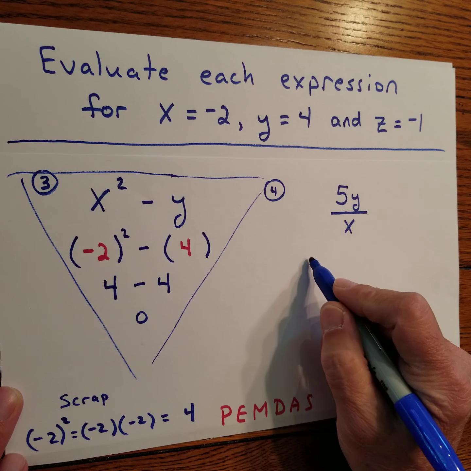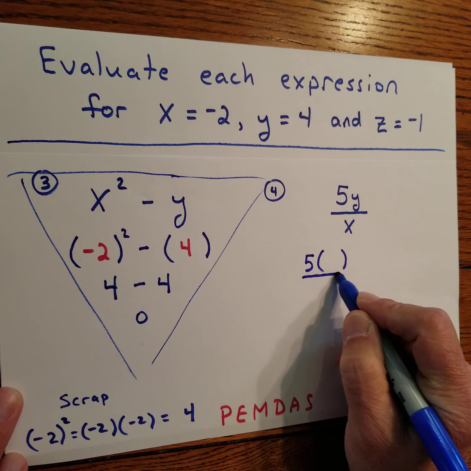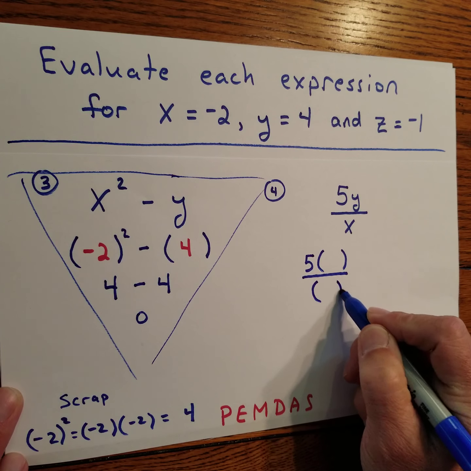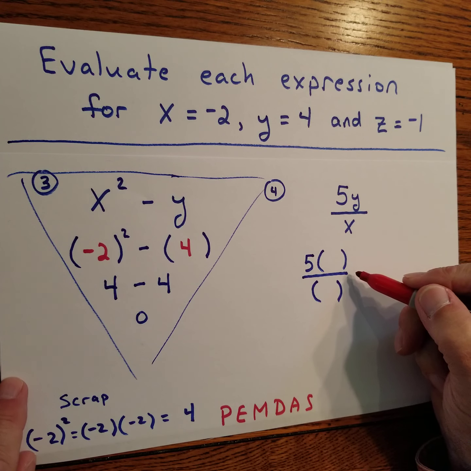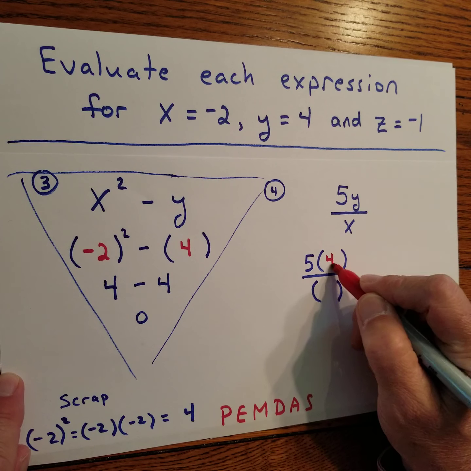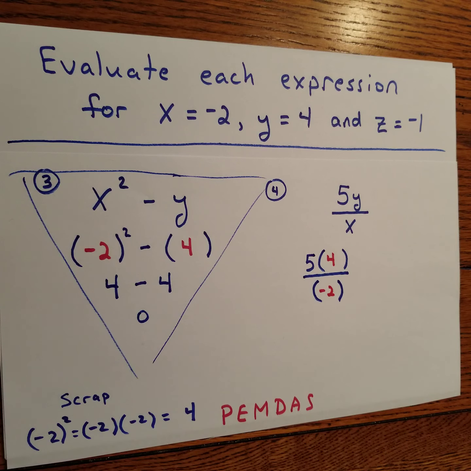For number 4, it's 5y divided by x. I've copied the problem down. I've recopied the problem with parentheses for the y and the x. Now plug 4 in for y and -2 in for x.